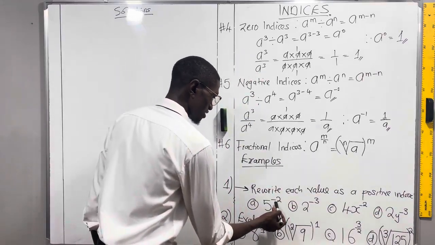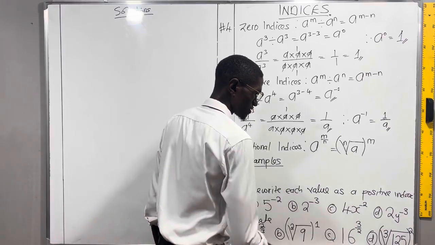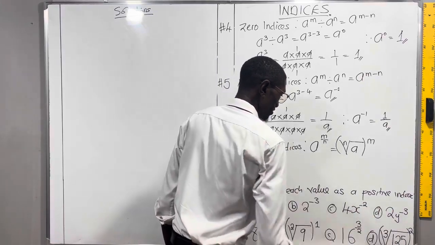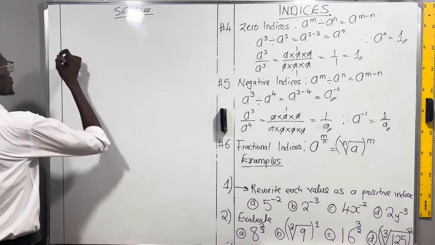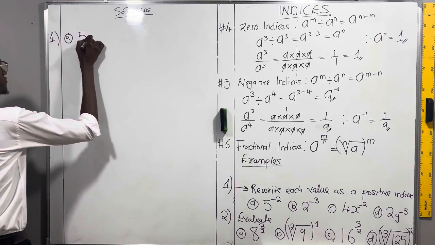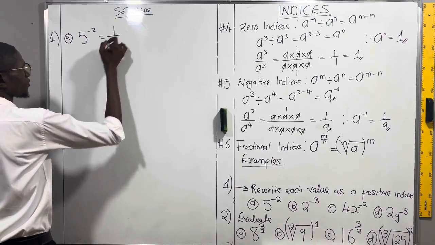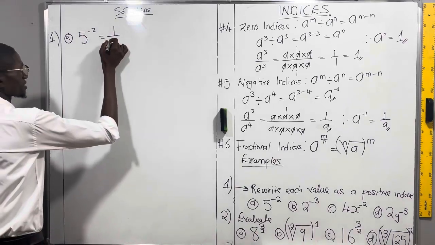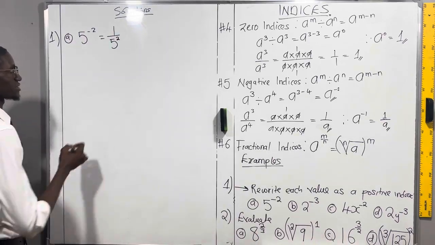Okay, we have 5 to the power negative 2, 2 to the power negative 3, 4x raised to the power of negative 2, 2y raised to the power of negative 3. So we'll start with 5 to the power negative 2. That is question 1a. 5 to the power negative 2, we said this negative we simply say 1 over, then the base comes down here, and then the power drops to the base.